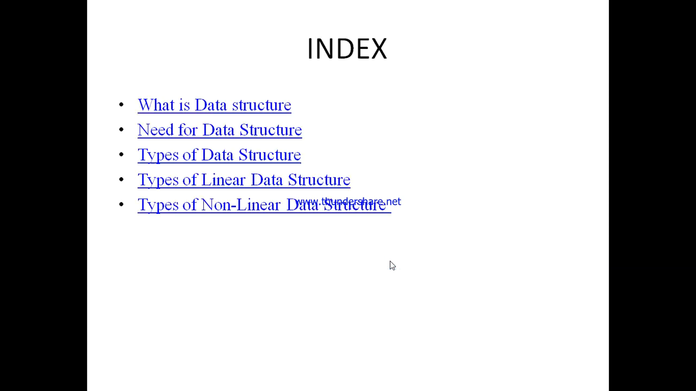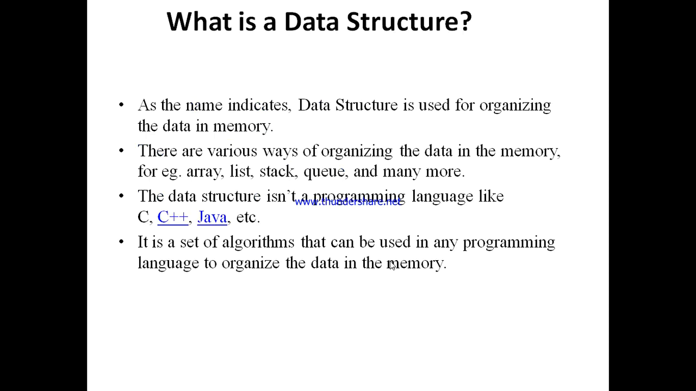And algorithm. So basically, in the class we will see what is data structure, the need for data structure, types of data structure, then further linear data structure and non-linear data structure. So basically data structure is used for organizing the data in the memory. There are various ways to organize the data in the memory. For example, we can use array, list, stack, queue and many more.